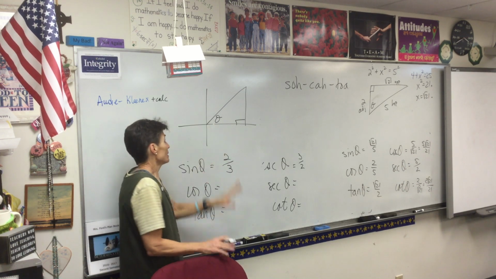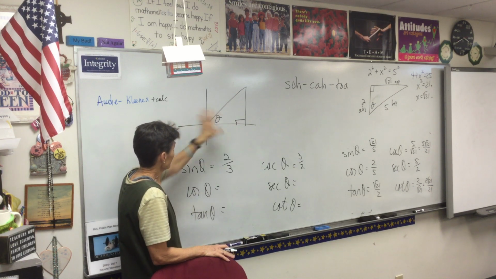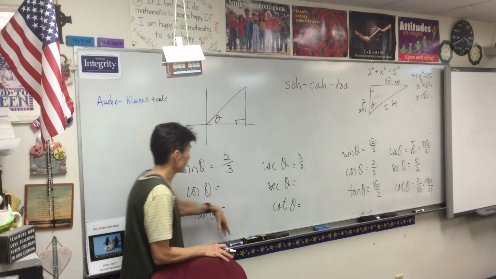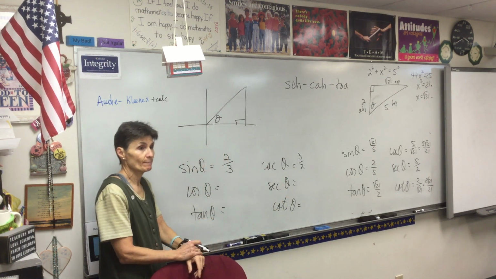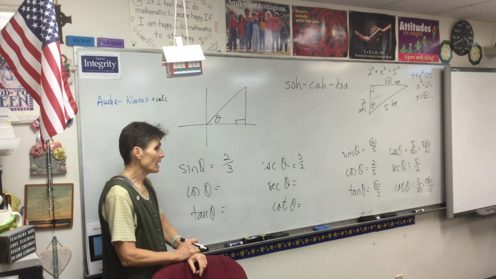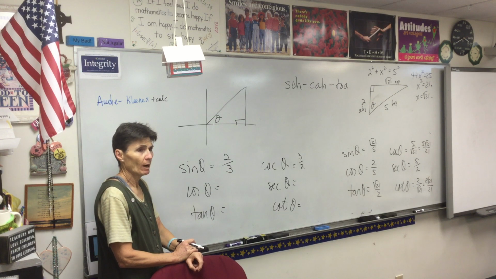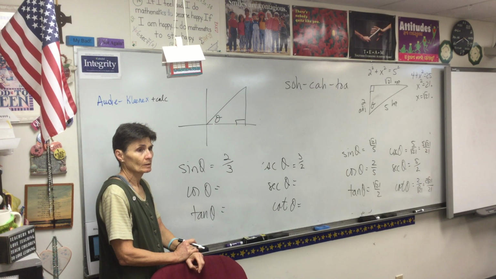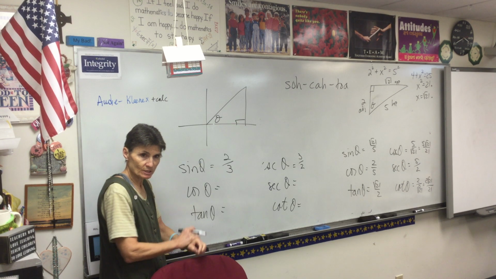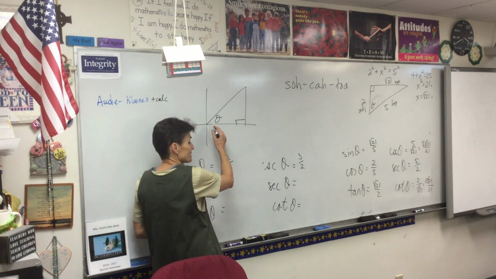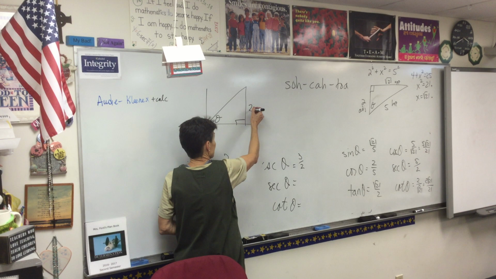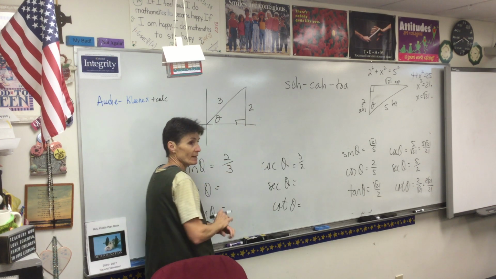Now, if I could label the sides of that triangle, I could fill in all the rest of this, couldn't I? Yes. Can I label any of those sides based on what they gave me? Yes. Why? How? Because the sine is opposite over hypotenuse. So opposite is 2 and would be here, and hypotenuse would be here? Yes.